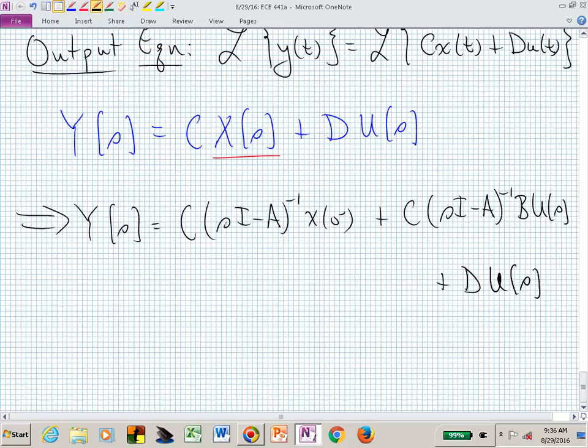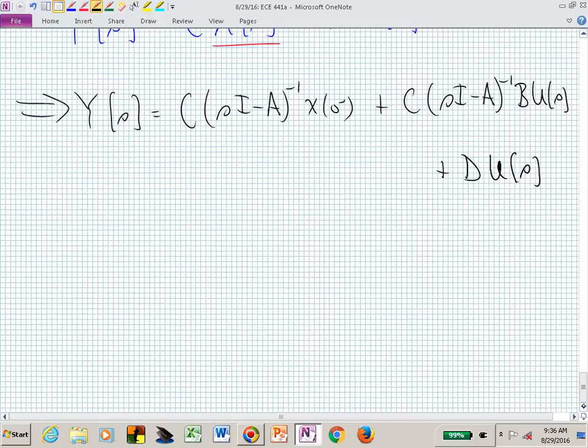Which now, if somebody gives me the Laplace transform of my input, which is capital U of s, and the initial condition, I can give them the Laplace transform of the output, and if I inverse Laplace transform, now I know the output as a function of time, just given the input and the initial condition.